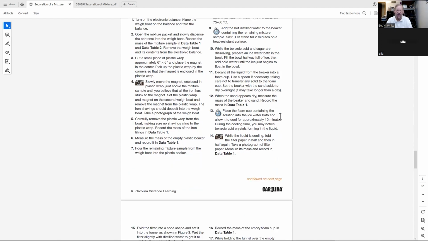In the foam cup, you now have a liquid that has benzoic acid and sucrose. You'll put that into the container of the ice and water. Make sure the water doesn't go over the lip of the cup, and make sure the cup doesn't spill over. Let it cool for about 10 minutes, and then you'll see something neat. You'll see these crystals form and go to the bottom.